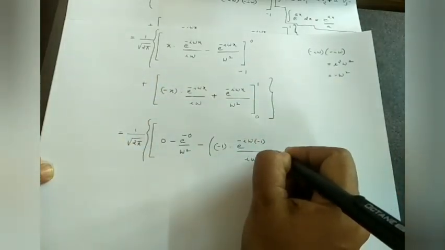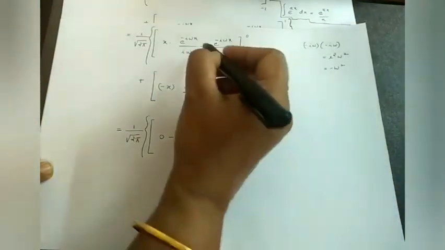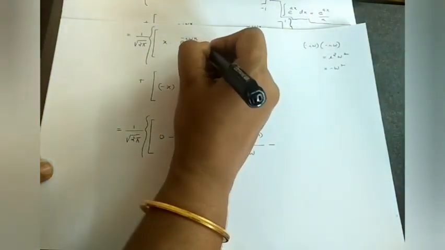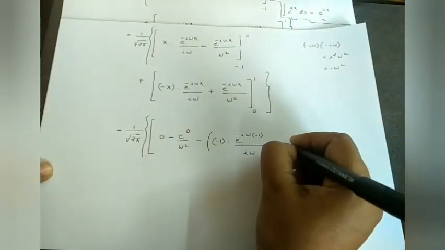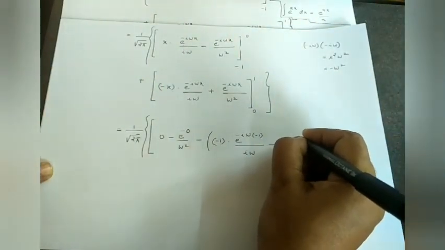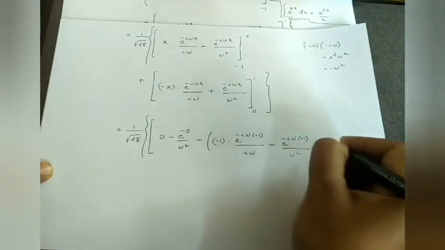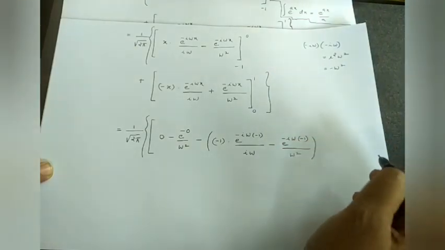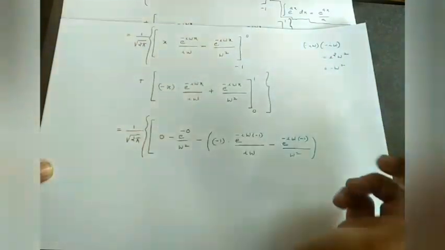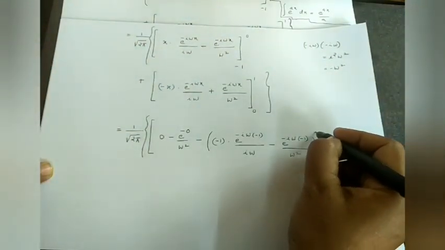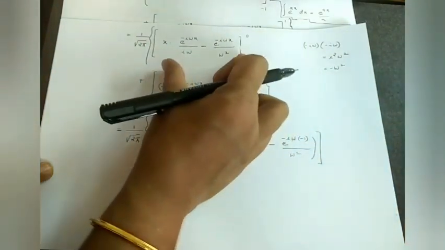Then applying to the second term, before that I am putting a minus sign, this sign. It is e raised to minus I omega into minus 1 by omega square. These are the limits for the first term.